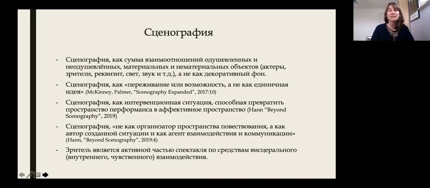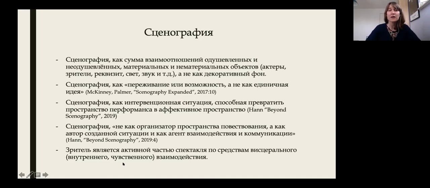I also consider set design. McKinney and Palmer are my references, and here I see scenography as an experience or as a possibility, not as a single individual idea. And here I make another reference to Rachel Han, who considers scenography as an intervention situation which is able to turn the space of performance into affective space.